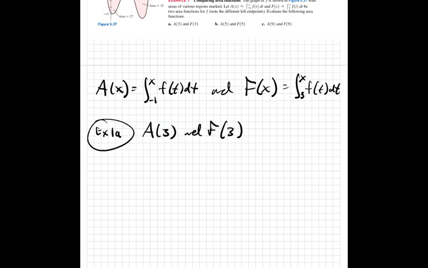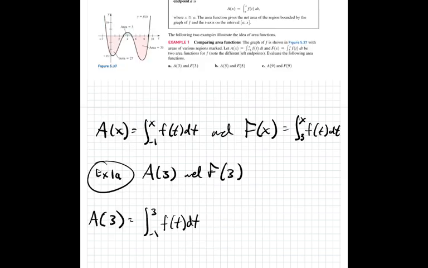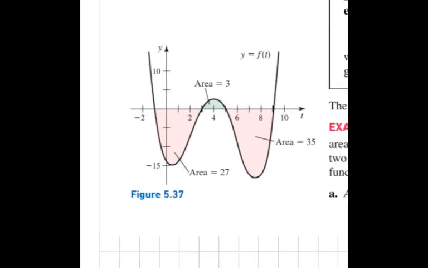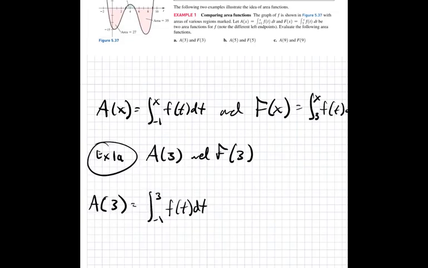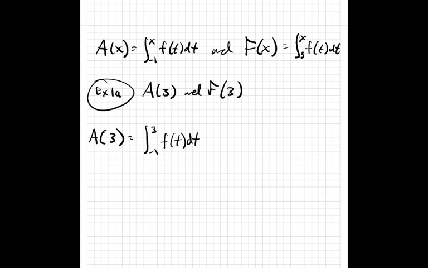Then A(3) is going to be the integral from -1 to 3 of f(t) dt, okay? So if we look at this graph here, as we go from -1 to 3, we see that that area is -27, right? Remember, because it's below the x-axis. So that one is just going to be -27. I just pulled that straight from the graph, right?